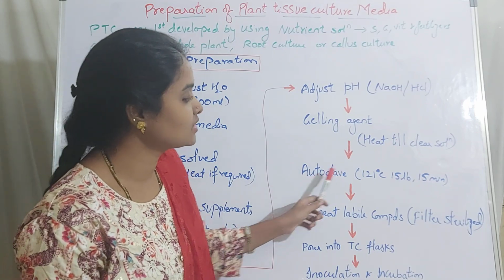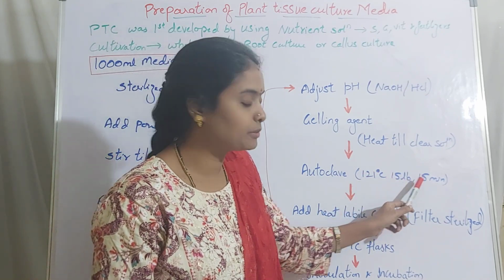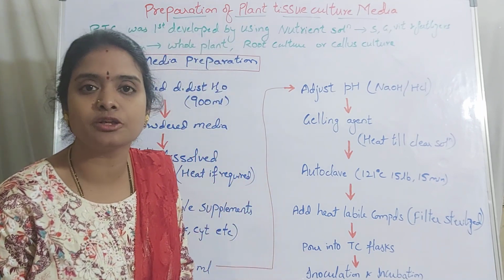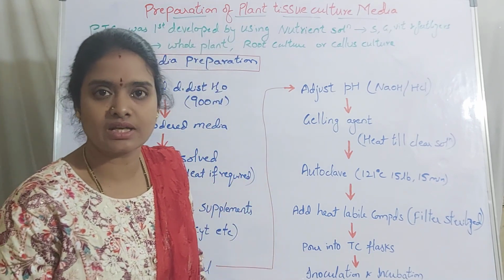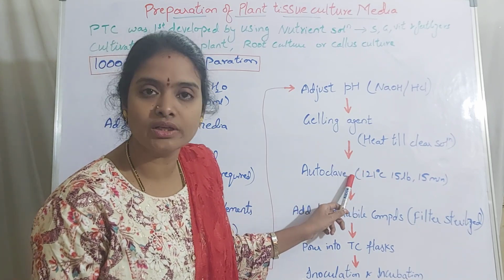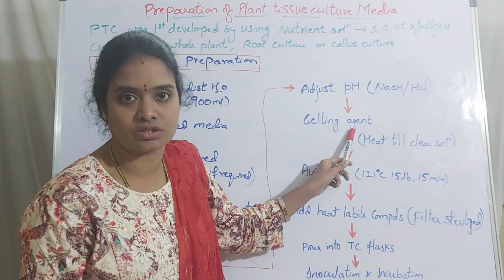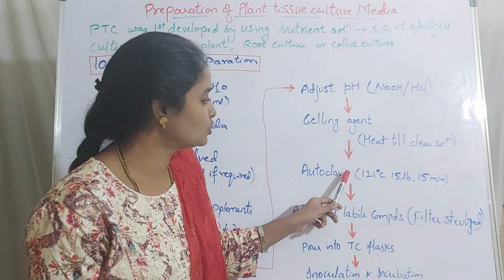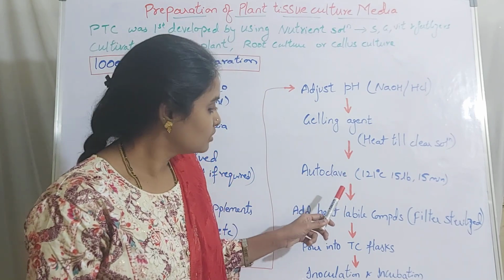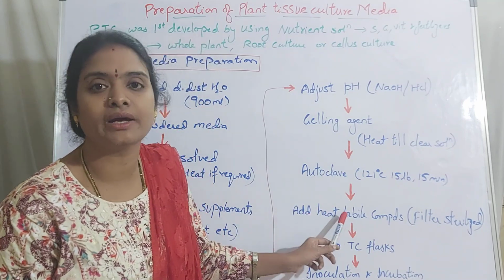Autoclaving is done at 121 degrees centigrade, 15 lb pressure for 15 minutes, so that all the contaminants present in the media will be sterilized or removed. Then you are going to cool it, not completely, because you have the gelling agent. You allow the temperature to come down, and before solidification, you are going to add your heat labile compounds.